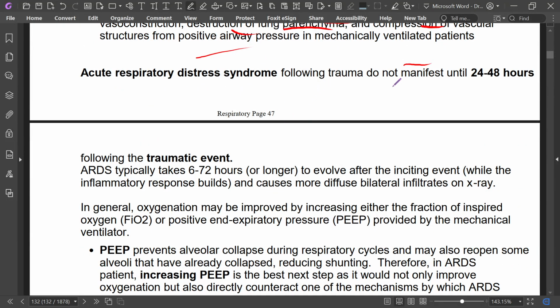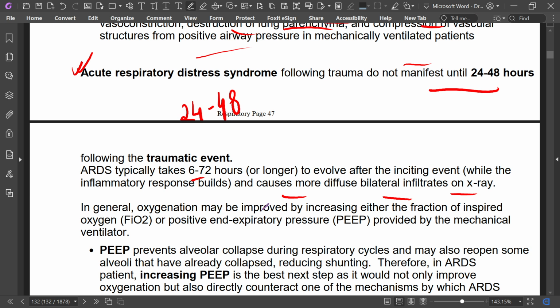ARDS following trauma does not manifest until 24 to 48 hours following a traumatic event. This is a very high yield point. ARDS usually takes 6 to 72 hours to evolve after the inciting event and causes more diffuse bilateral infiltrates on X-ray.